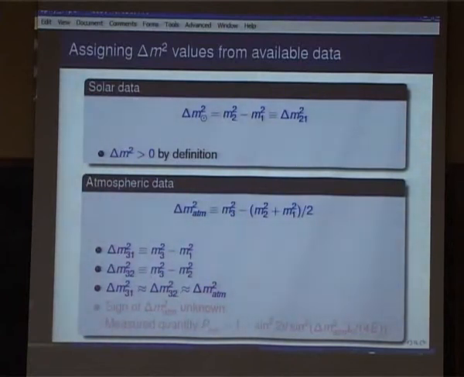For solar, we knew the sign because it was by definition. For atmospheric, we cannot use this, so we don't know the sign. In fact, if you go back to the P mu mu in the atmospheric case, what do you find? P mu mu is 1 minus sine square 2 theta, the mixing angle, times sine square of delta atmospheric, 8 by 4. Now, if I change the sign of delta atmospheric, P mu mu stays the same. So therefore, I have no knowledge of what the sign of this delta is.